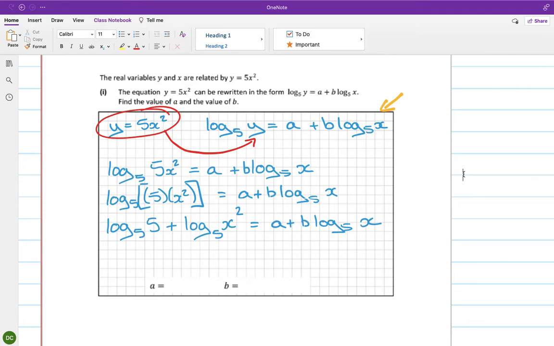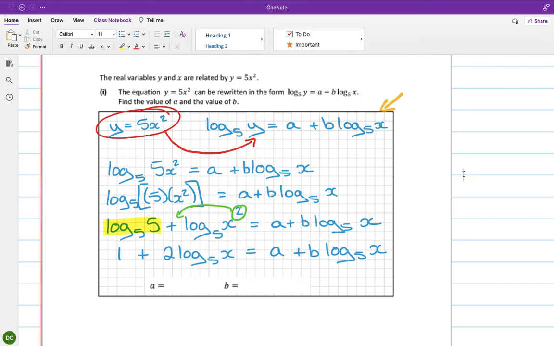Okay, so this one is easy. It's just 1. Now, this second one here, I can bring the square to the front because the entire argument is squared. So I can make it 2 log to the base 5 of x equals a plus b log. Oh, it's done. Can you see?